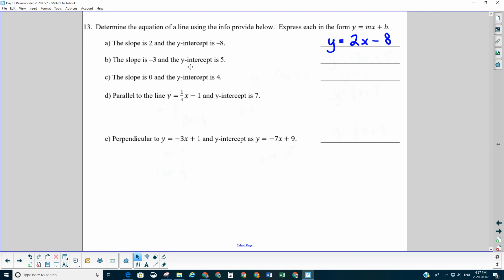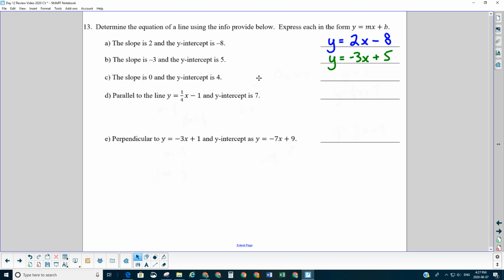B, slope is -3, y-intercept is 5. So that should be pretty straightforward. -3 means -3x, and this one is a y-intercept of 5, so it's just plus 5. The slope in the next one is 0, and the y-intercept is 4.